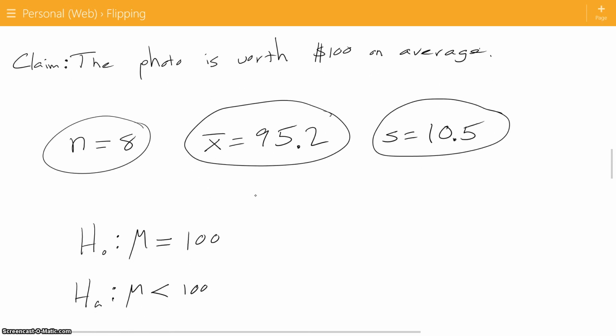Well, let us create some hypotheses. Our null hypothesis is that, hey, this photo is indeed actually worth $100. Our alternative hypothesis is, I don't know, I think it might be worth a little bit less than that. We're going to use a t-score in order to determine if indeed the average price, the mean price for the photo over really all of general time here is $100, or if it's less than that.